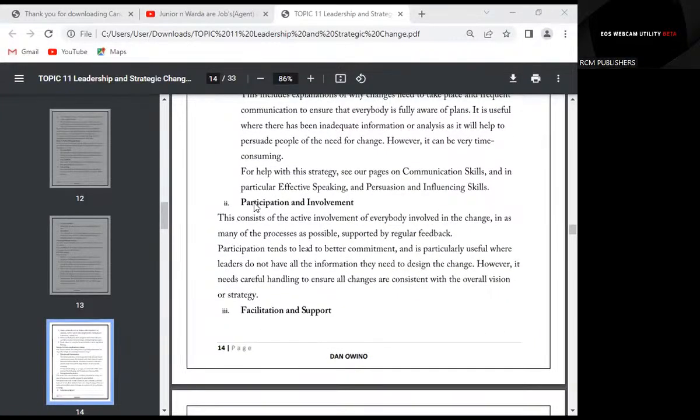Number 2, participation and involvement. Yes, involve all the key stakeholders in the change management process. When people are involved, they are less likely to resist the changes being introduced because they become part and parcel of the change management process. So ensure that all the affected parties are involved in the process and participate in the discussion pertaining to what? Understanding why the company is putting the change in place.